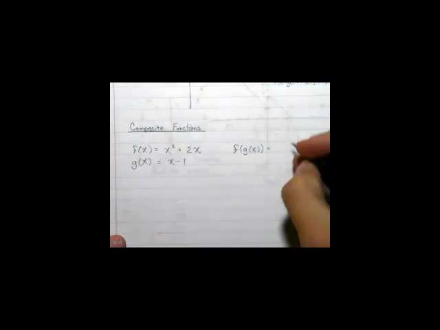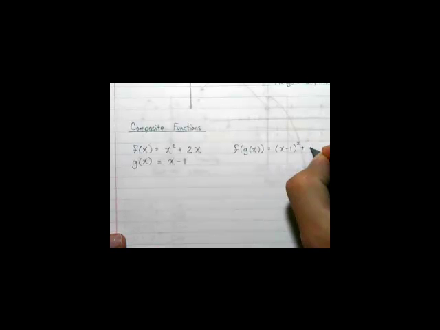let's say f of x is x squared plus 2x and g of x is x minus 1. So then if I did f of g of x, you can kind of see the substitution right in the notation there. The g of x is going to be substituted into f of x for every x. So it would become (x minus 1) squared plus 2 times (x minus 1).